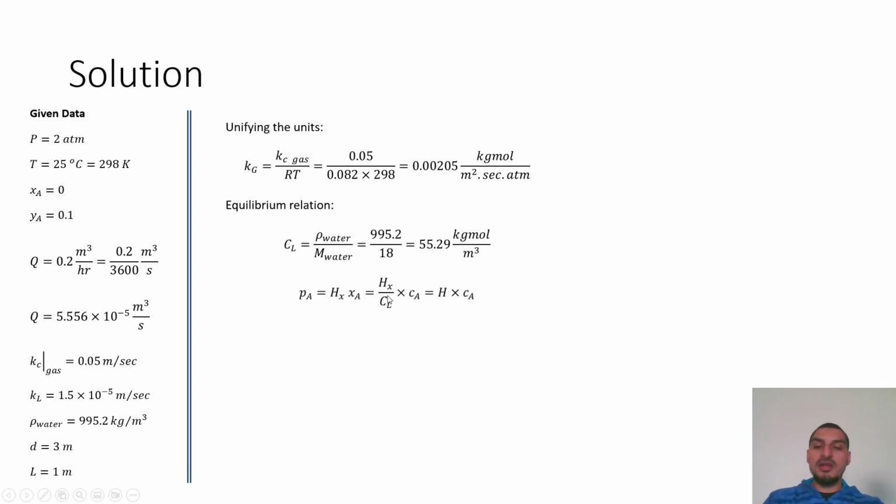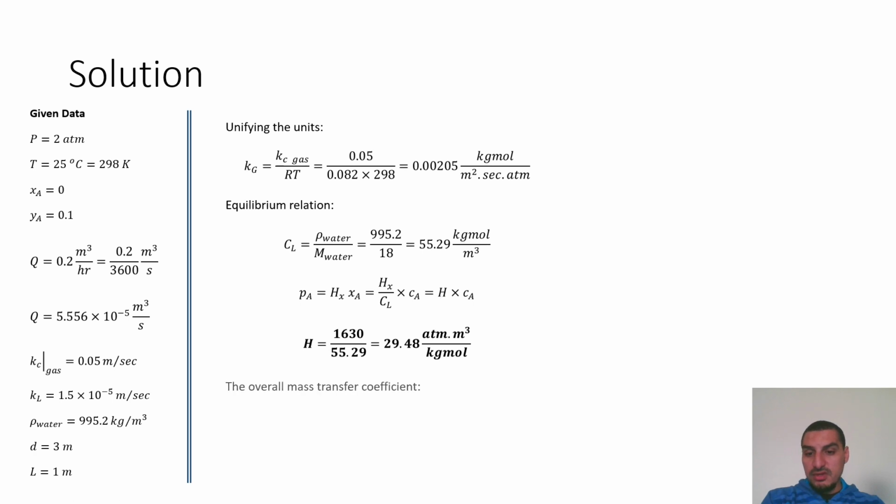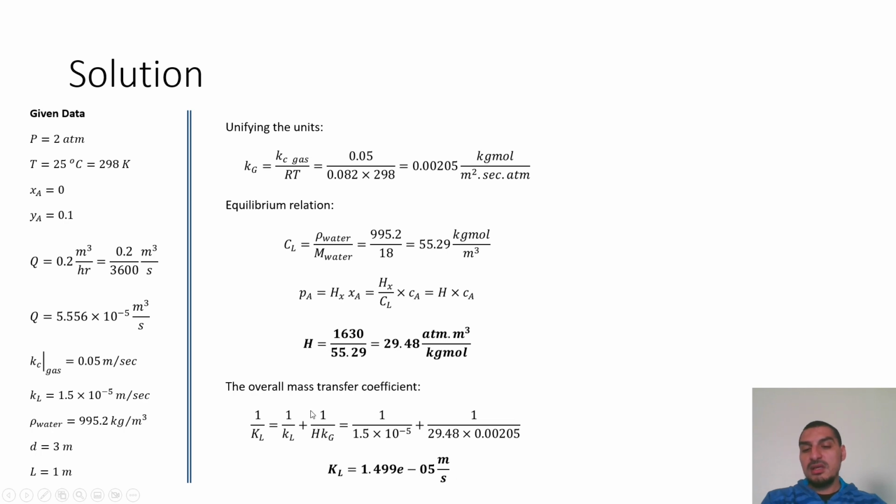Now we can rewrite the equation as Hx multiplied by Xa. Xa is Ca divided by Cl, so it's going to be Hx divided by Cl, which is H. So now we have Henry's constant, and we can calculate the overall mass transfer coefficient, which is almost 1.5 times 10 to the minus 5 meters per second. So this is KL.